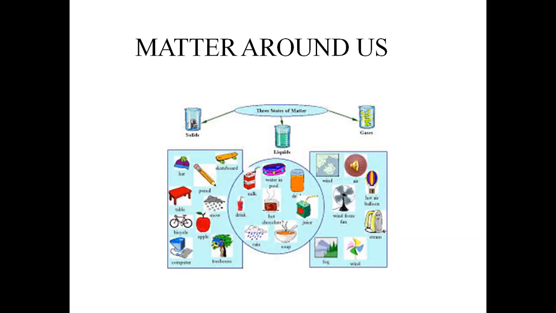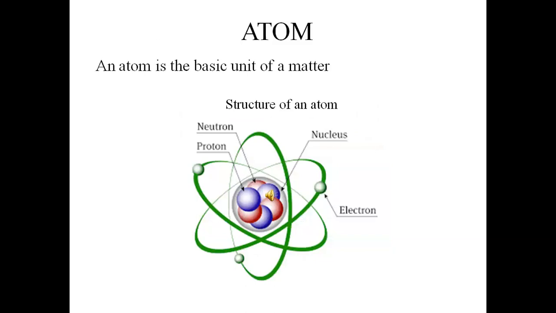Do you know what matter is composed of? We studied earlier that matter is composed of tiny little particles. These tiny particles are called atoms. Every matter is made up of atoms. An atom is the basic unit of matter. We can break the chalk into smaller and smaller pieces. We can break it even smaller. The smallest particle is called an atom.